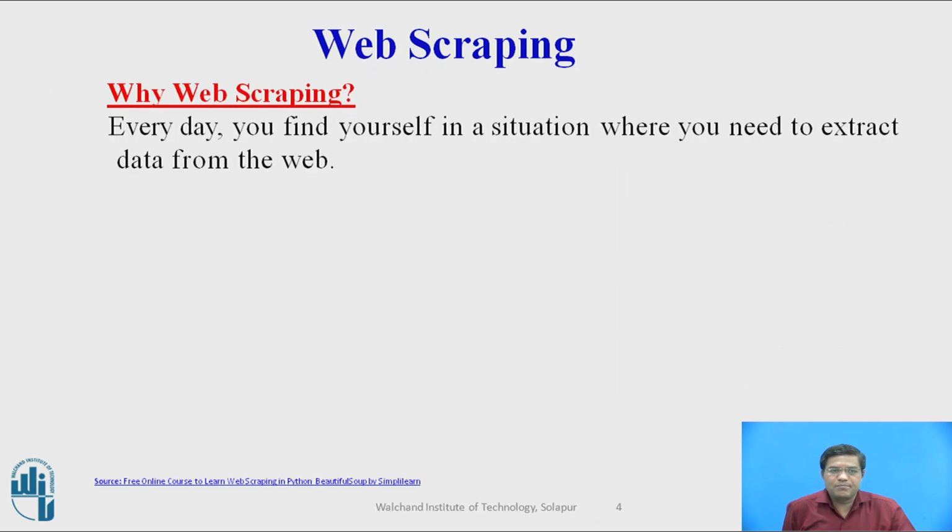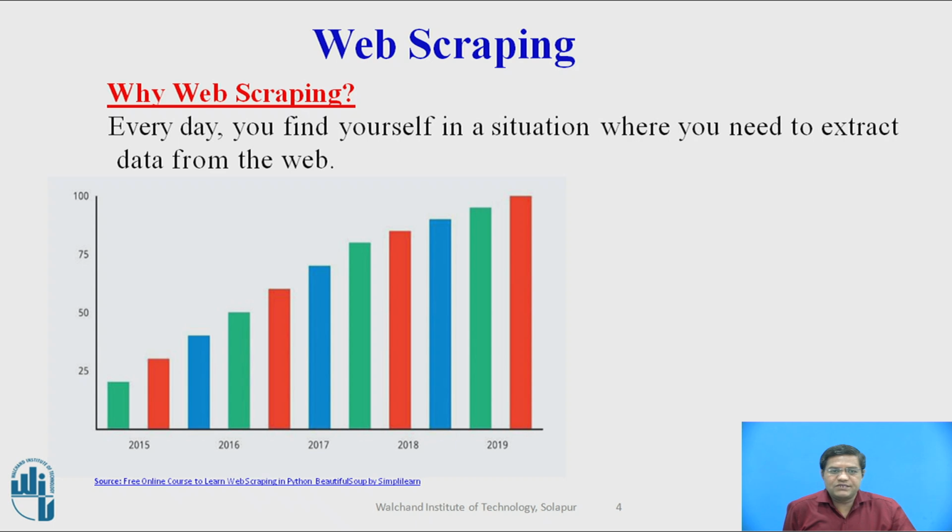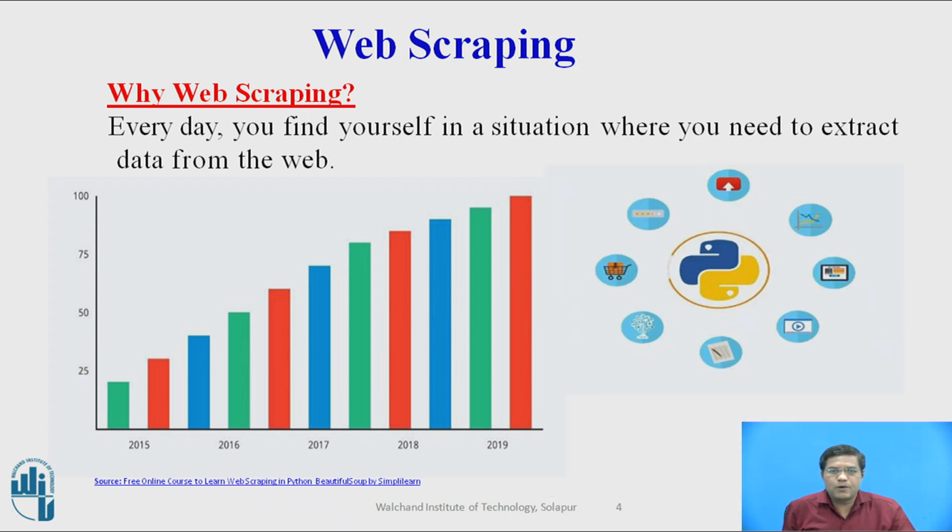Next, why is web scraping required? In everyday situations, we find ourselves needing to extract data from the web, and the rate of data generation has been increasing over the last 5 years. Here you can see that from 2015 to 2019, the rate of data generation is always increasing. So we have to make use of this data for different purposes, and Python is one of the popular languages for extracting data by applying this web scraping process.